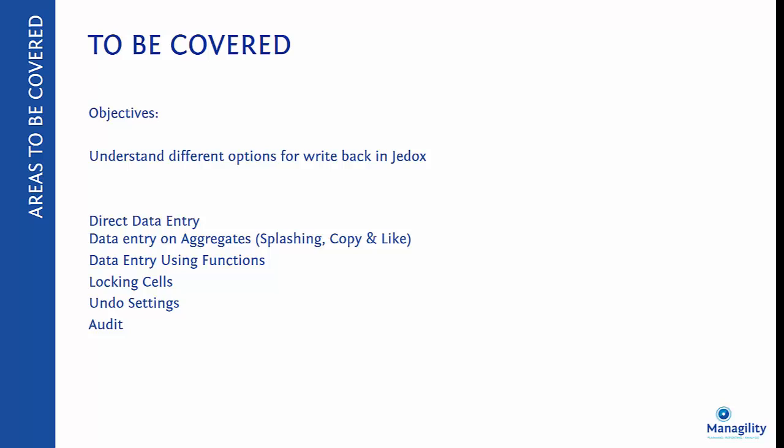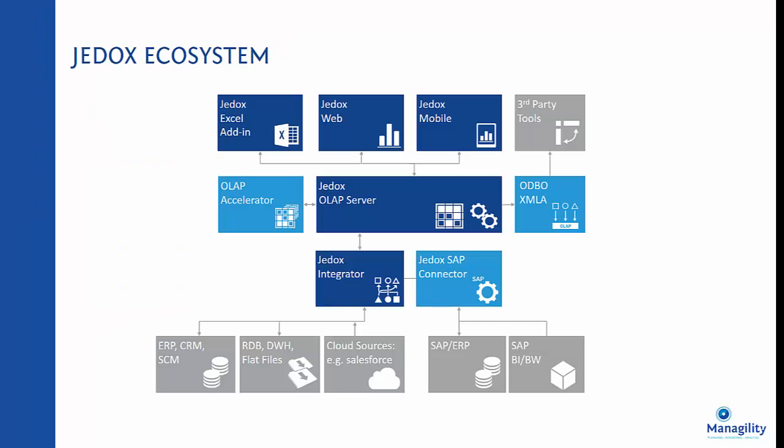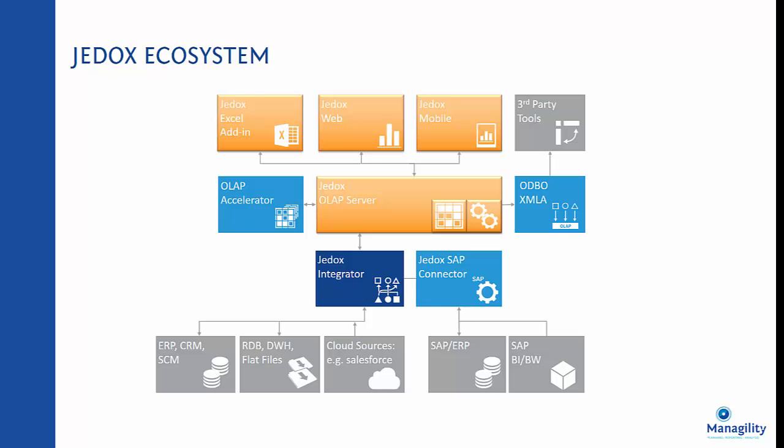The objective of this session is for you to be able to understand and use effectively the different writeback options. In particular, we'll be covering direct data entry on aggregates, data entry using functions, locking cells, undo settings, and audit. The Jedox writeback options are available in all front ends, so in the Excel integration, on the web, and on mobile devices, and you always write back from these front ends into the central server, so always one version of the truth.